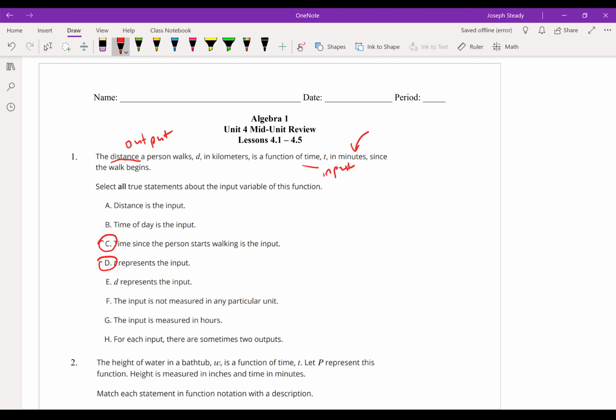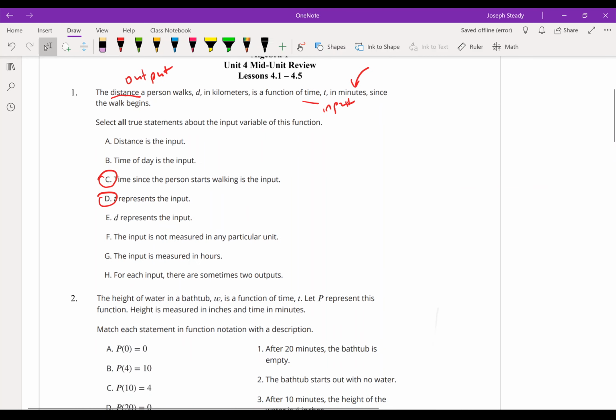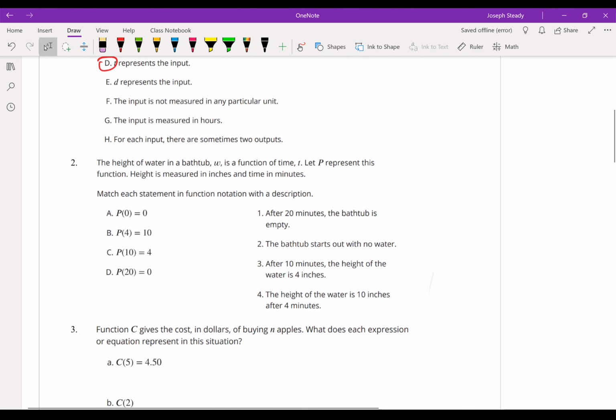And H, for each input, there are sometimes two outputs. Well, if this is a function, then we know for each input there is only ever one output. Plus, we can think about this logically and just reason it out. If it has been 5 minutes, there's only one distance that I could have possibly walked. I can't have walked a mile and also half a mile. That doesn't make sense. So only C and D.